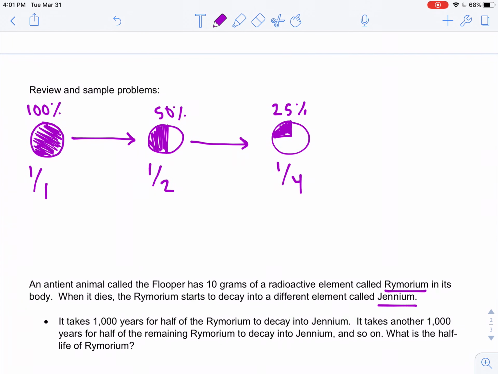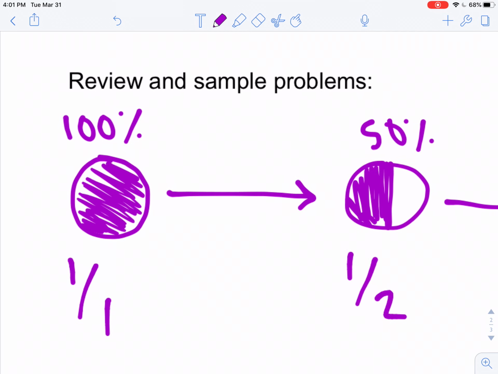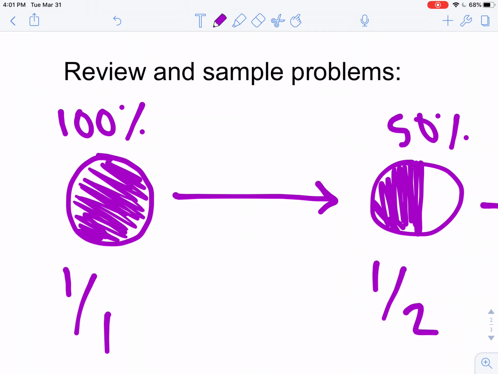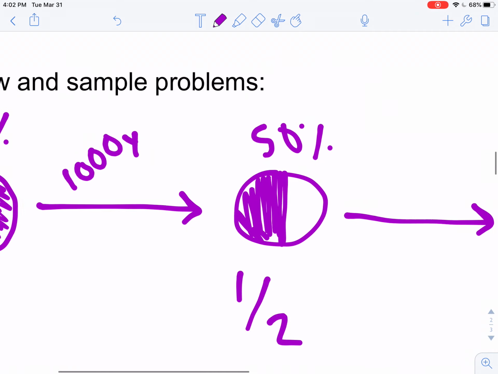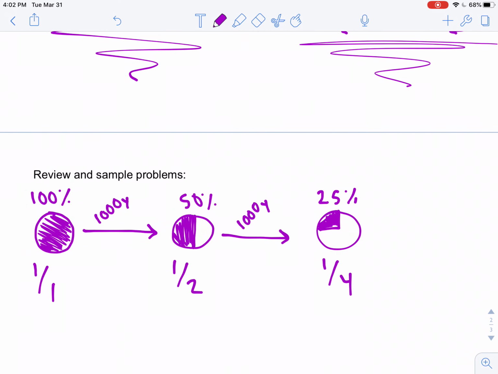Well, let me just say that it takes 1,000 years. So if this process of 100% getting cut down to 50% takes 1,000 years, then this next process of going from 50 to 25%, that is just getting cut in half again. And that would take another 1,000 years. So see how every 1,000 years the sample gets cut in half, or half of it decays or changes into something else.